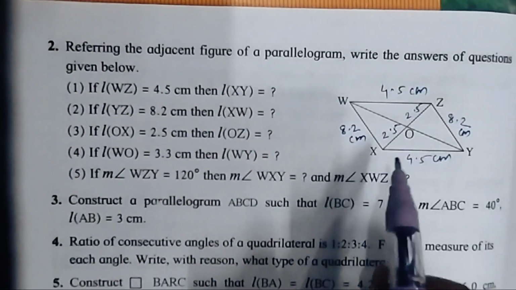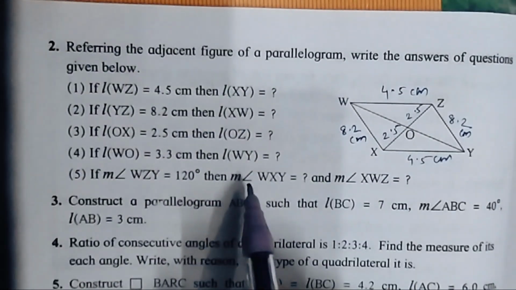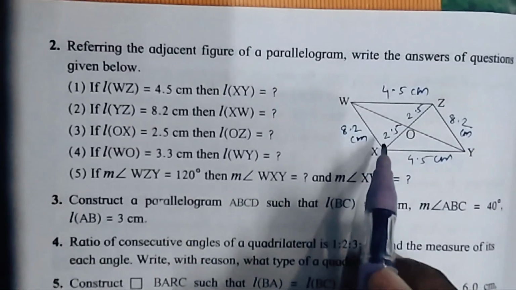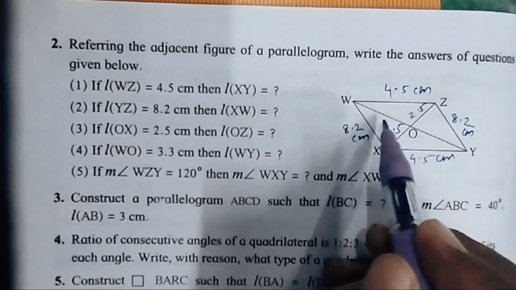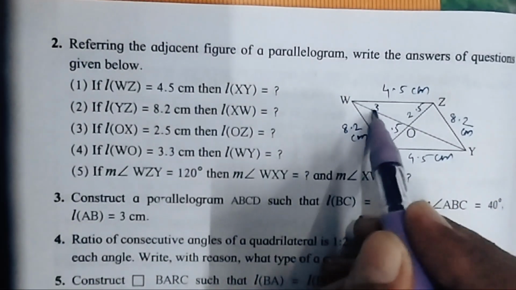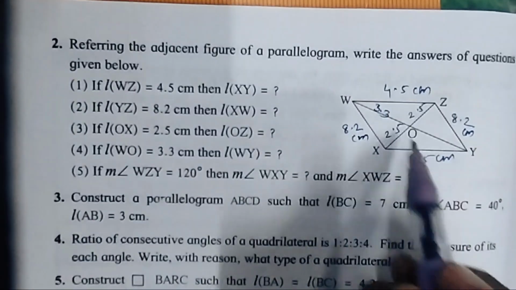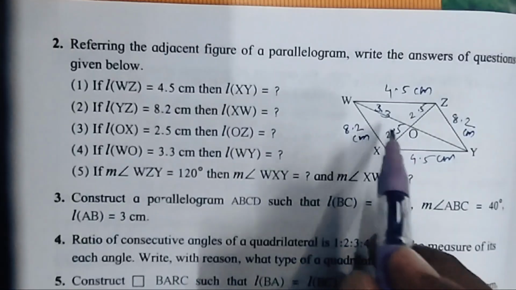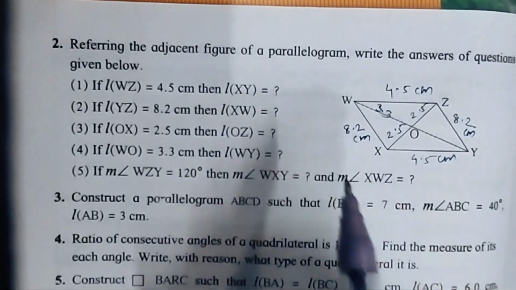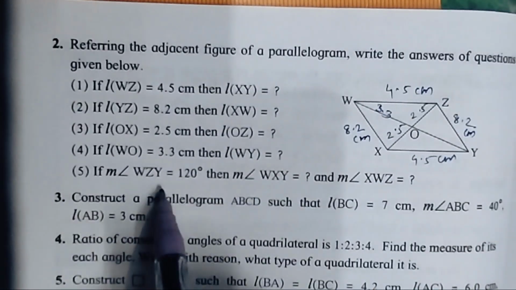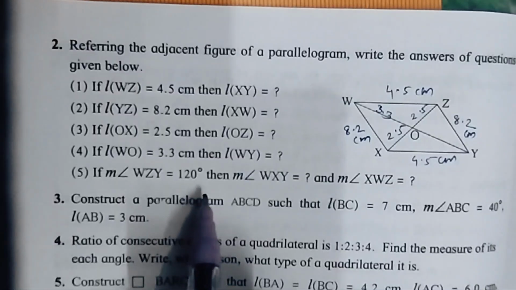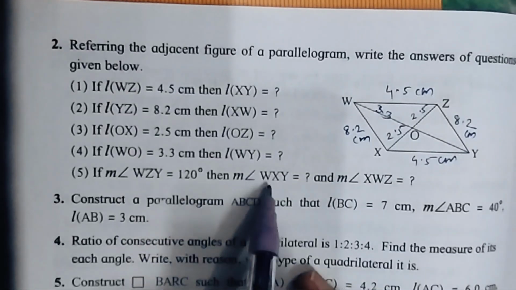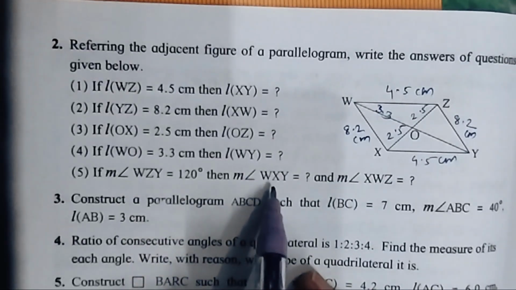We know that diagonals bisect each other. WO, that is given here as 3.3. So the value of WY will be double that, so 6.6. And the last one is given as: if the measure of angle WZY is equal to 120 degrees, then the angle WXY.